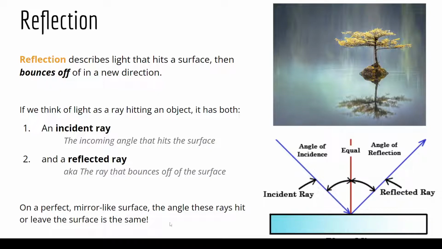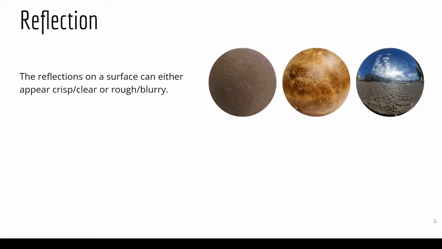So on a perfect mirror-like surface, these are going to have the exact same angle. The angle that it comes in is going to have an equal and opposite angle that it's going to reflect off of on a perfect surface. But of course, most surfaces are not perfect. So reflections on a material surface can either appear crisp and clear, like this ball on the right, or they can look rough and blurry, like this clay dirt ball on the left-hand side.